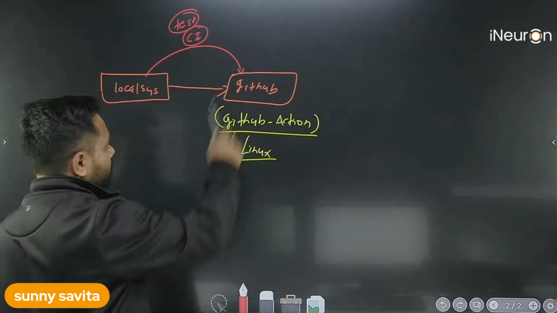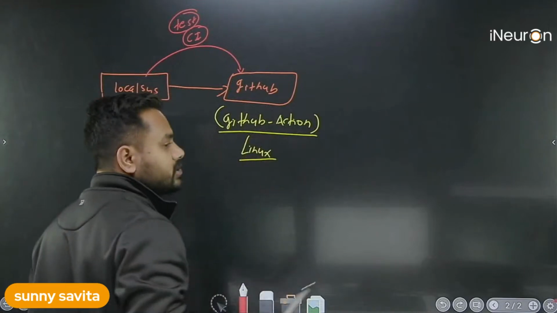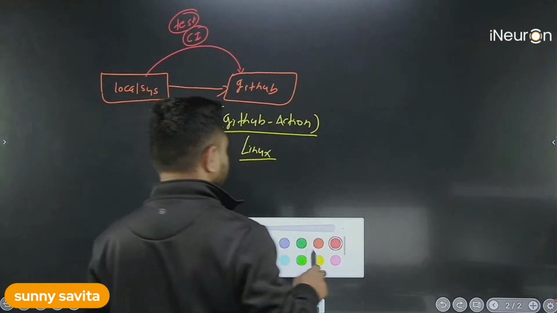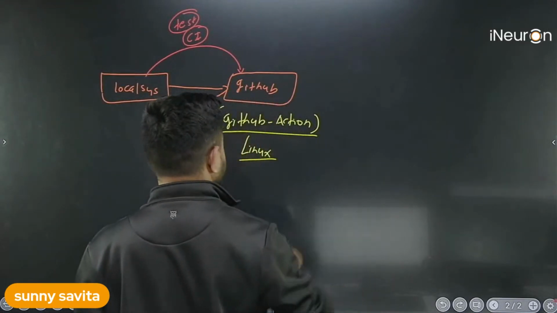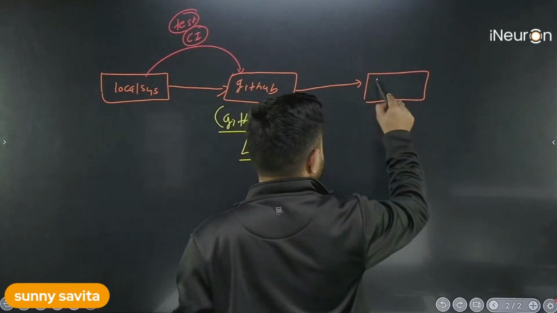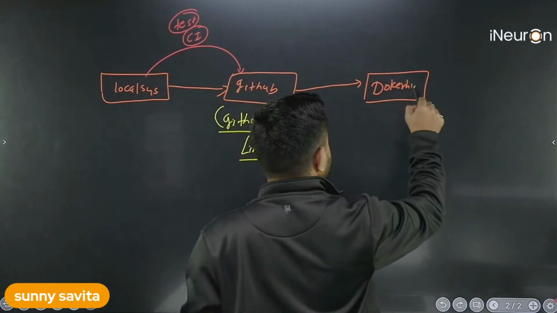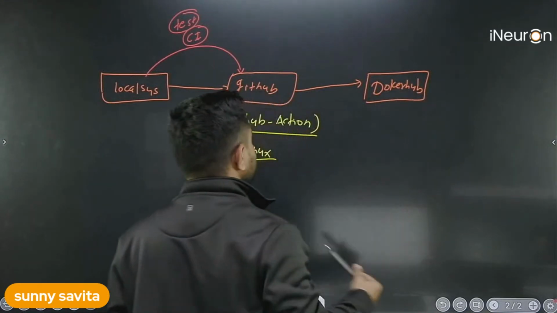Then, on top of this GitHub Action, I will create and build the image, and then push it to the next one. Here I'm going to push this particular image to my Docker hub. So I'm pushing my image to my Docker hub.